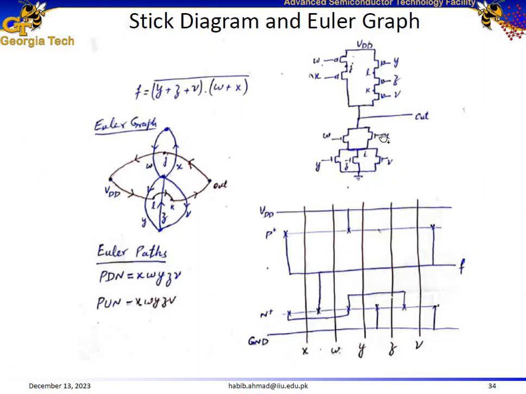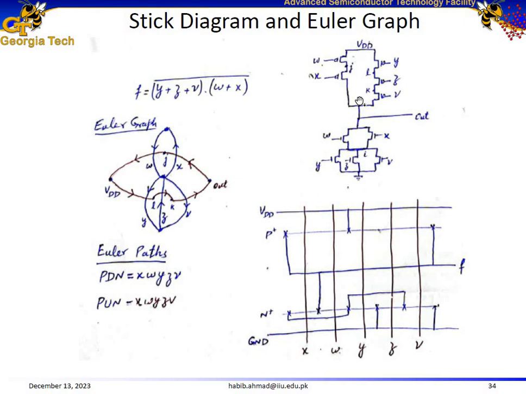Then we have this example. I'm not going to follow the entire process for making the circuit diagram and the stick diagram. The crucial thing is forming the Euler path. So let us mostly focus on the Euler path. Here is our logic function, y or z or v and w or x. So form the circuit diagram accordingly, form the pull down network and the pull up network.